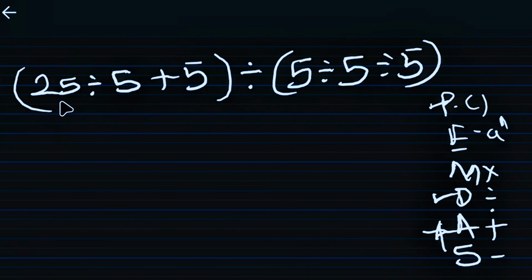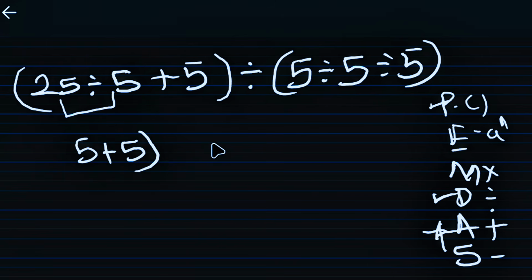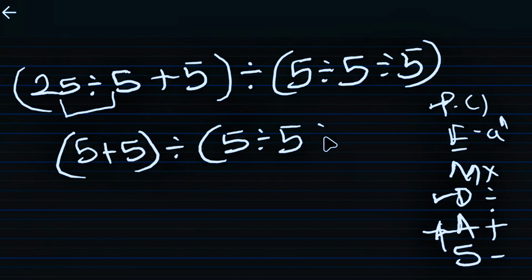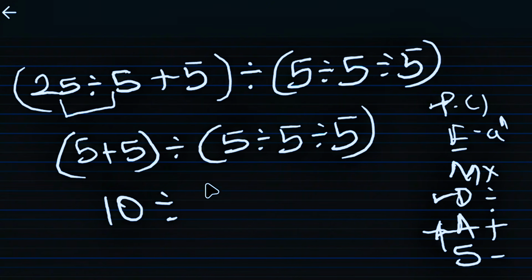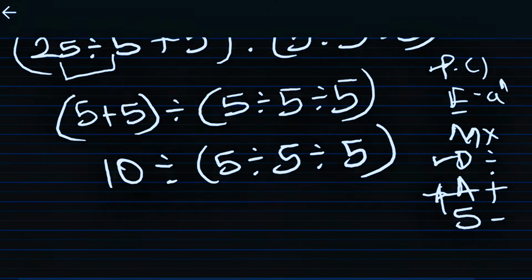So we'll divide first. 25 divided by 5 will give us 5 plus 5. Okay, this will still be in parentheses. Then divide by open parentheses 5, divide by 5, then divide by 5. So from here, 5 plus 5 will give us 10. Okay, divide by open parentheses 5, divide by 5, then divide by 5. Okay, and this is what we have.